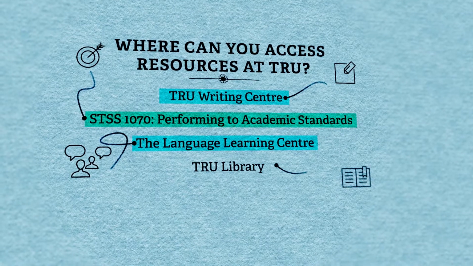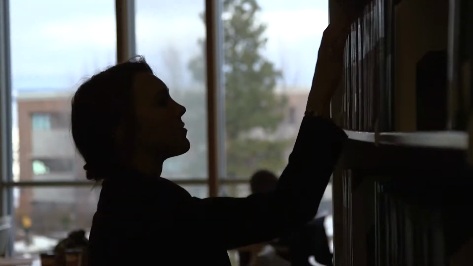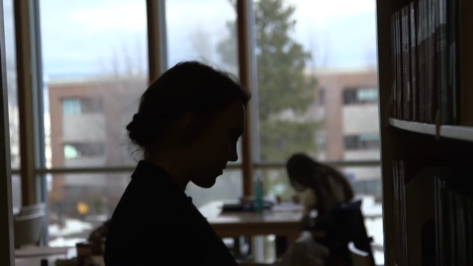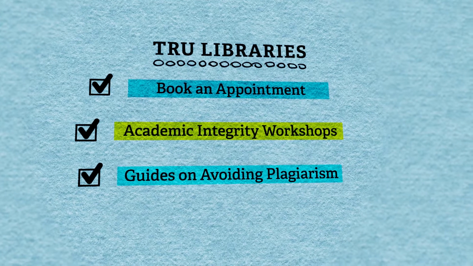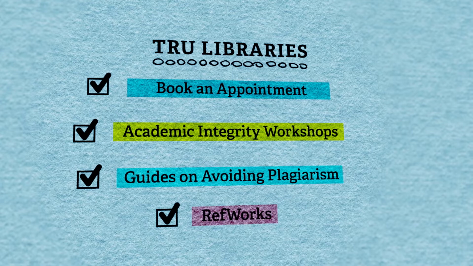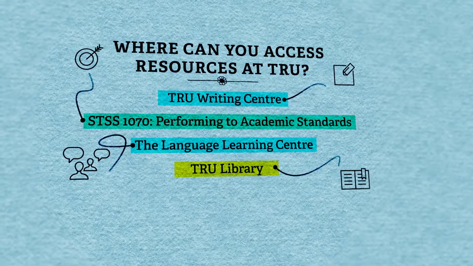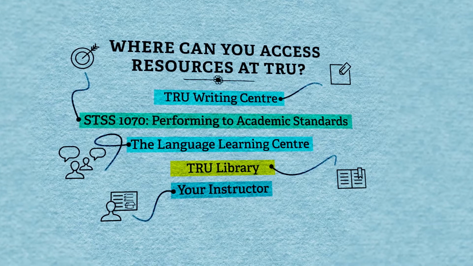Perhaps the best resource is the TRU Library. You can book an appointment with a librarian. They have hour-long academic integrity workshops throughout the semester. They provide guides on how to avoid plagiarism, and they can teach you about ref works to help you cite your information. You also have your instructor. Most instructors understand that it's a learning process. So if you go to them with a question, they're probably going to help you understand plagiarism and understand how to avoid it.